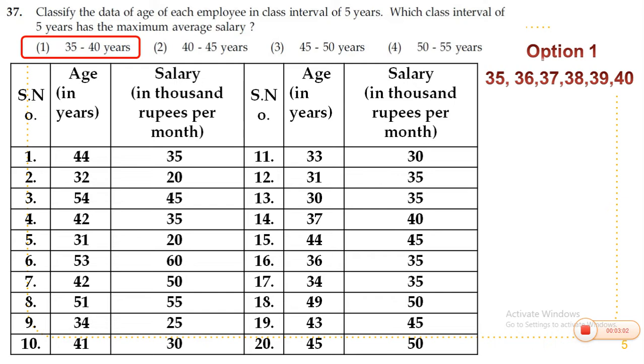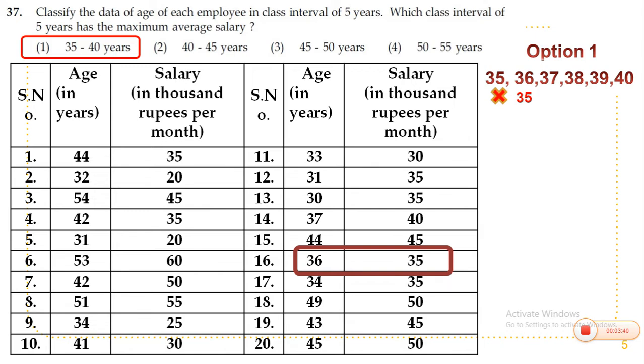We have to find the salary of each person. Okay, option 1 is what? 35, 36, 37, 38, 39 and 40, right? That is the range. We have to find the salary of each of this age group, and then we go for the average, and we will get a value. So let's check the age 35. There is nobody in this box with the age 35. Is there anyone with the age 36? Yes. Roll number 16 is with the age 36 and has a salary of 35,000.